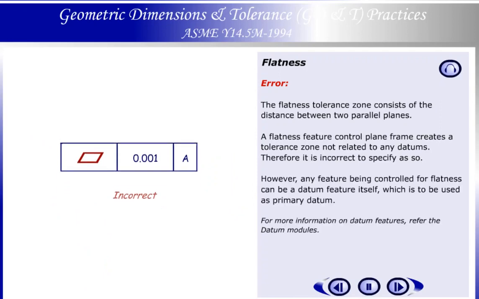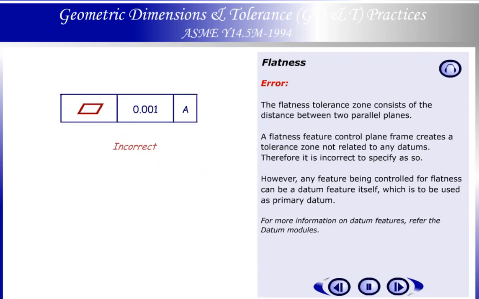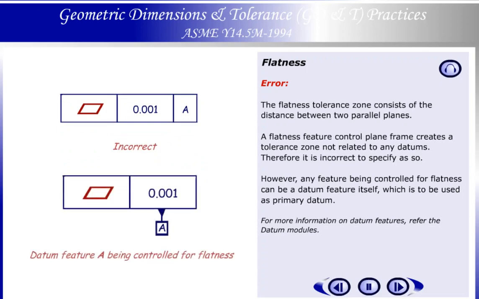However, any feature being controlled for flatness can be a datum feature itself, which is to be used as primary datum. For more information on datum features, refer to the datum modules.